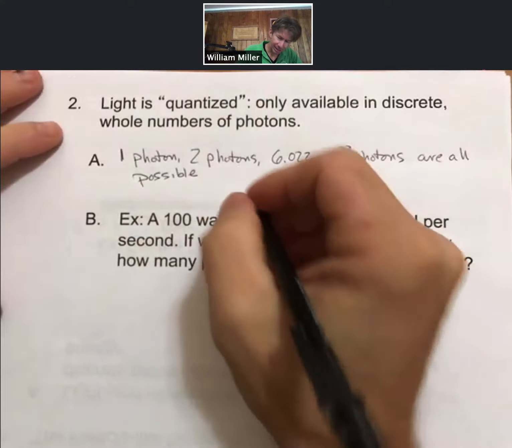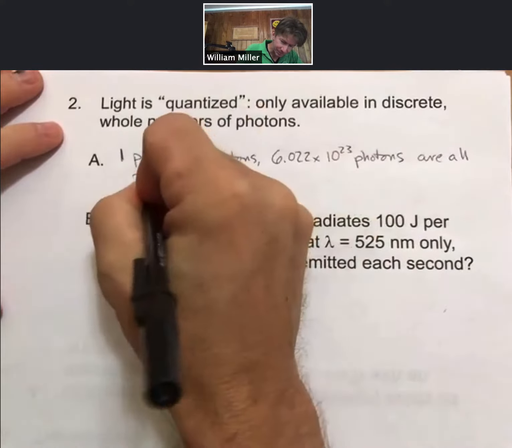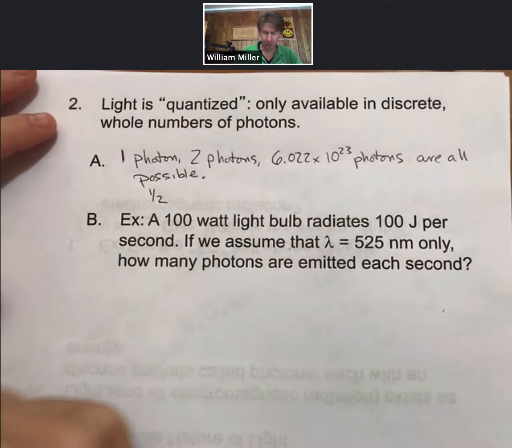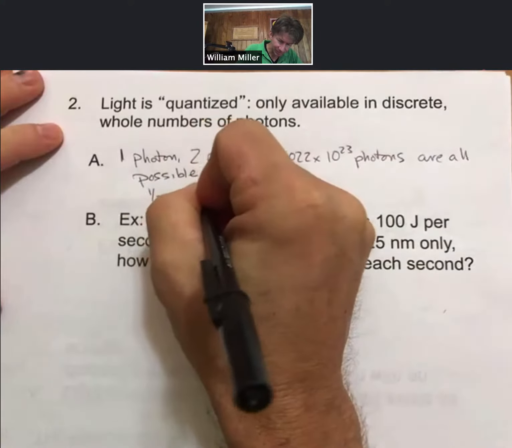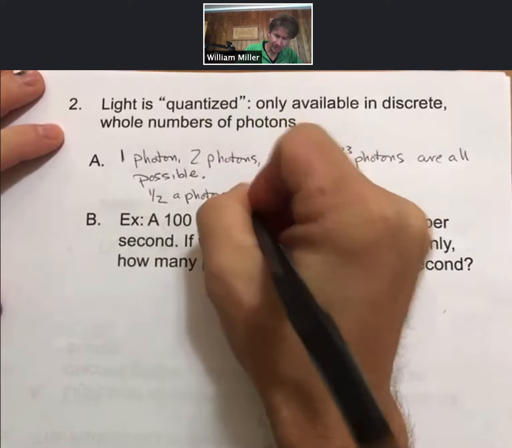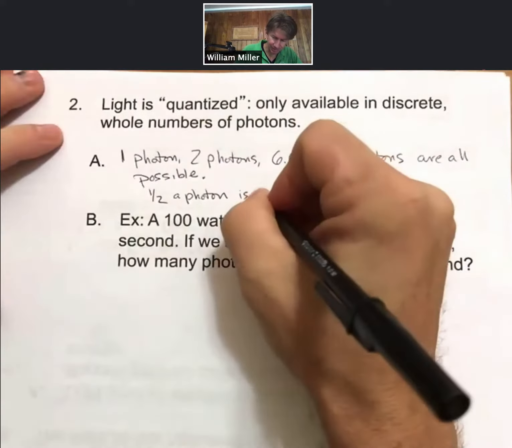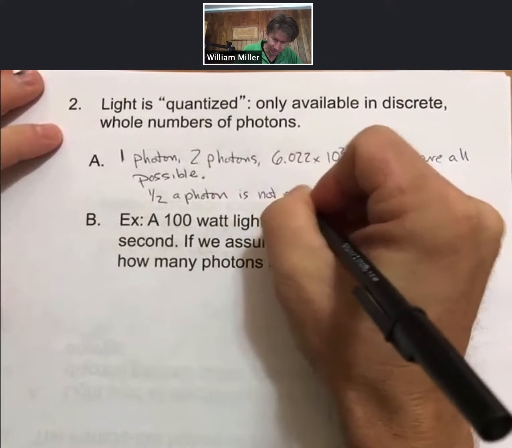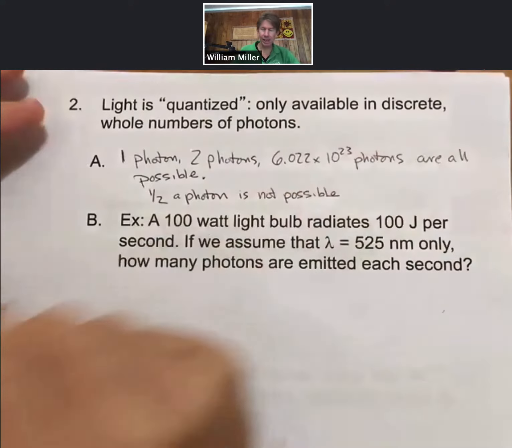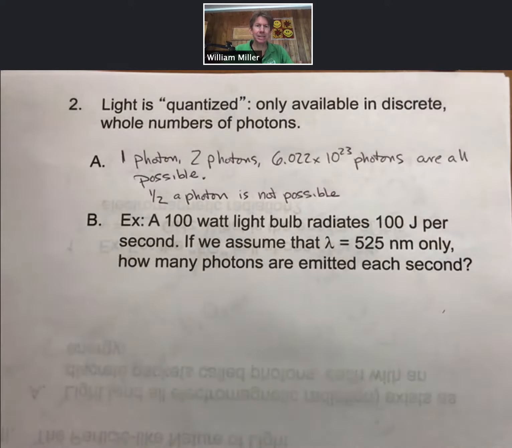But a half a photon is not possible. And so quantized basically means you can count them, you can quantify them using whole numbers.